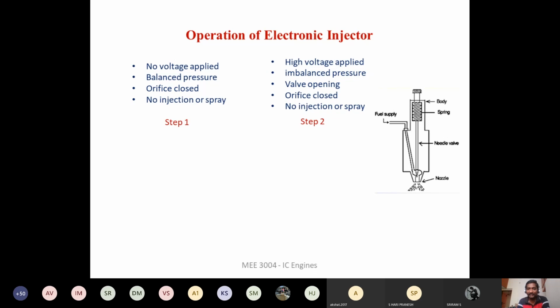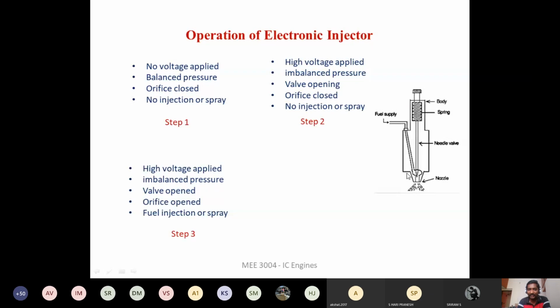Now in the second case, we provide the voltage, we energize the coil, and the solenoid valve or the piezoelectric crystal is going to actuate because of the imbalance of the pressure. As the imbalance of the pressure happens, the valve slightly starts to open, still the orifice is closed and there is no injection. In the next step, because of energizing the coil, the needle valve opens completely, the orifice is also open, and fuel spray starts.